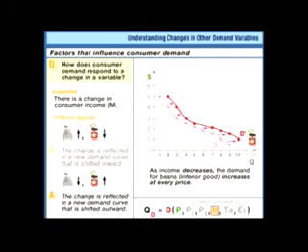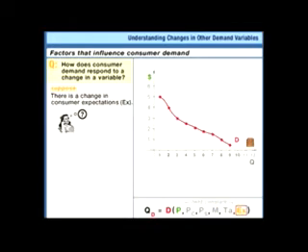Finally, one more thing we can consider is the expectation of future prices. If you think that the price of bread is going to be rising in the future, then you may go out and buy more bread today, stocking up, making sure your freezer is full before the price increase. A higher expected price in the future leads households to buy more bread today at every price.